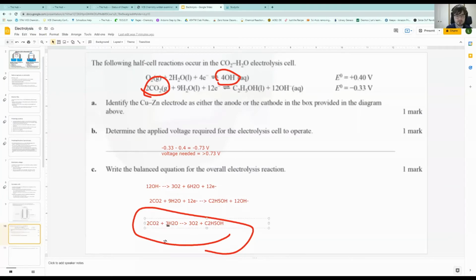I should also put my states on. If you're doing balancing or something, you don't really need to write the states in the middle of your equation, because especially given this is 1 mark, the examiner is only going to look at your final answer anyway. But there we go. Got some nice states on there.